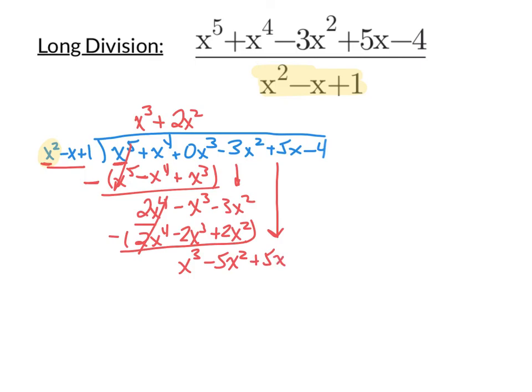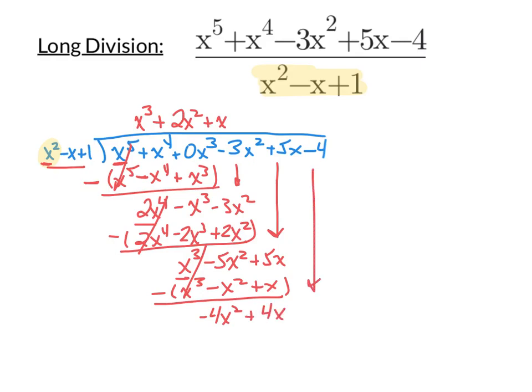What do I have to multiply x squared by to turn it into x to the third? That would be x. When we multiply the entire quadratic by x, we get x to the third minus x squared plus x. Subtract all of that. Negative 5 minus negative 1 is negative 4x squared. 5x minus x is plus 4x. And bring down the minus 4.